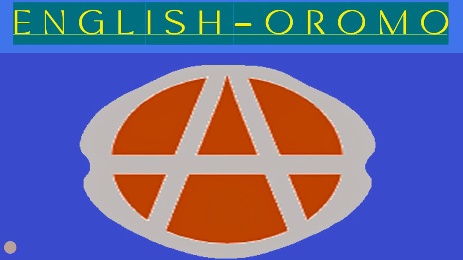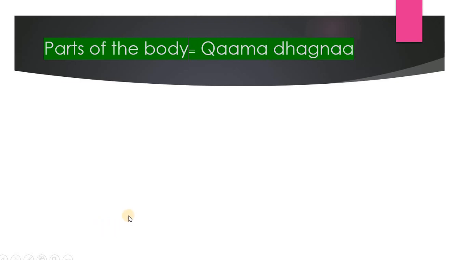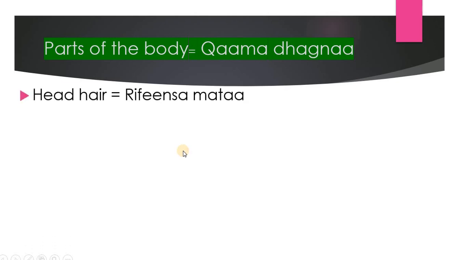In today's video, though, I'm going to introduce how we call body parts in Afan Oromo. That's also very important in communication. So today this video fully deals with the list of human body parts and their Oromo names. So let's go. Body parts, we call body parts in Afan Oromo is Qama Dagna. So we start from top.